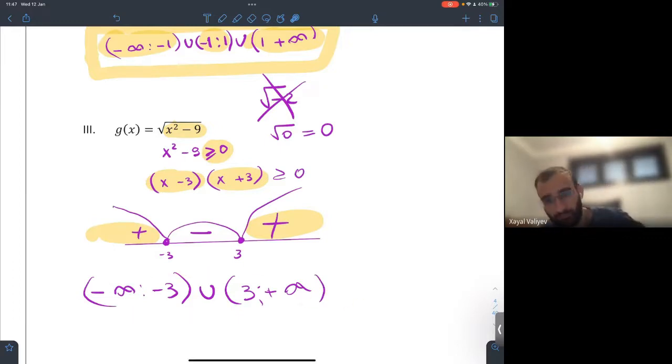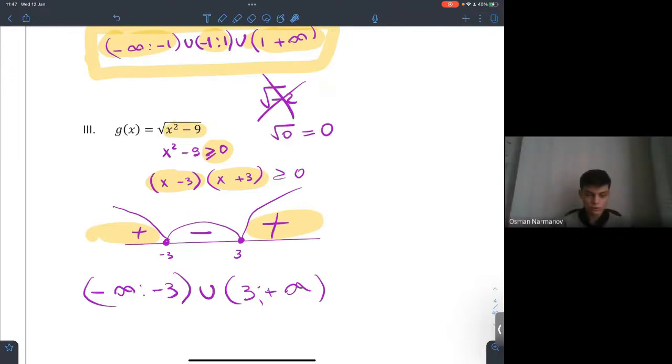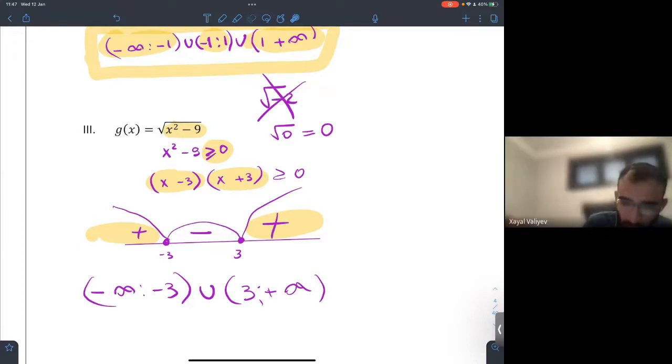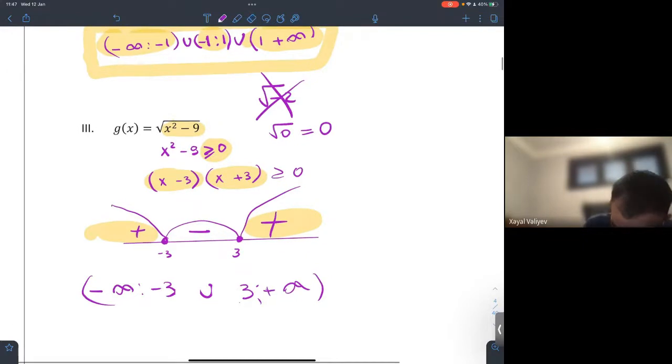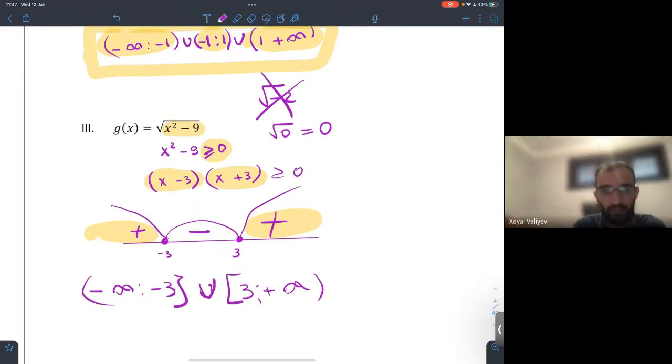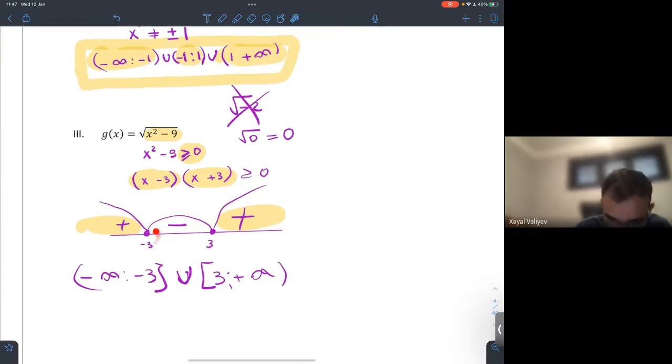Osman asks, why is there no square bracket, why are they round brackets? You are absolutely right. I have to use the square bracket because I'm including 3 and negative 3. Yes, thank you for pointing that out. Because I said here I need to include it. Yes, square bracket, because both negative 3 and 3 can be the solution for this.